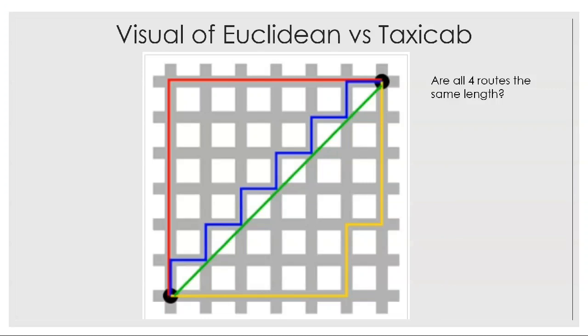So are all 4 routes the same length? So the red has a total of 12 blocks, as does the blue and as the yellow. But if we use Pythagorean theorem, the green has about 8.5 blocks. So the green is a shorter distance, but we can't always fly to our destinations or walk through buildings. So we usually have to take a more directional approach when driving or walking.